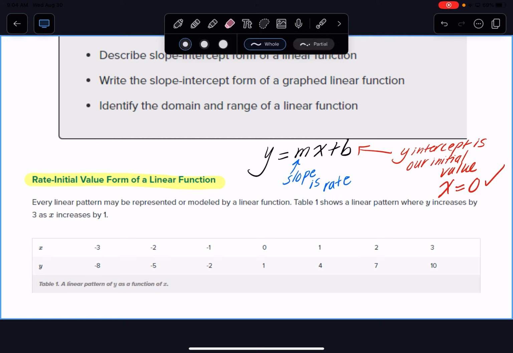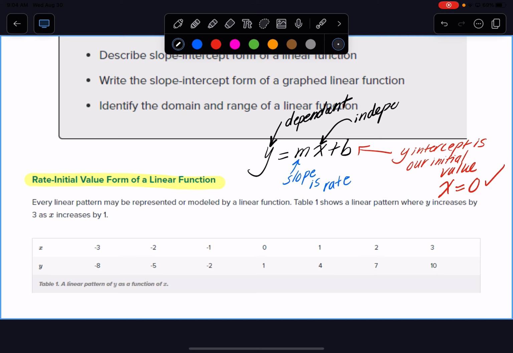Then we actually just point, I mean, it's kind of a hoop jump. We point here and say this is the dependent variable. Y is dependent on what we plug in for x. X is the independent variable. So this is called rate initial value form. It's just y equals mx plus b.